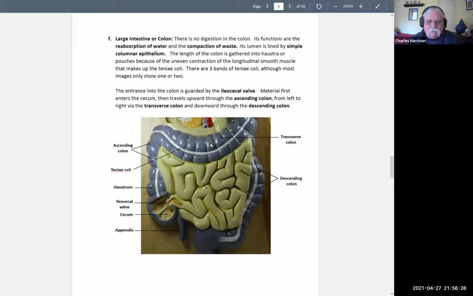I have it written down elsewhere. And then we have the transverse colon, the bend at the spleen, the splenic flexure, and then the descending colon to about here. And then it dips into the pelvic brim, into the pelvis itself. And at that point, it's called the sigmoid colon down here.